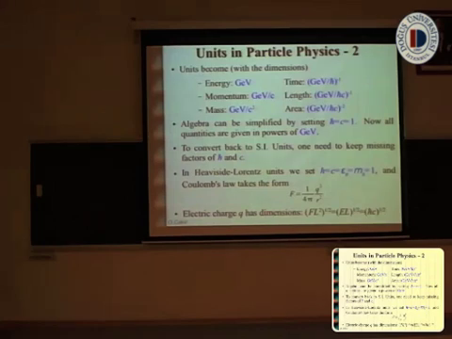In the Heaviside-Lorentz units, we set also ħ, c, ε0 and μ0 equal to 1. Then Coulomb's law becomes this form in this unit. The electric charge has the dimensions of this, the square root of ħc over a half.